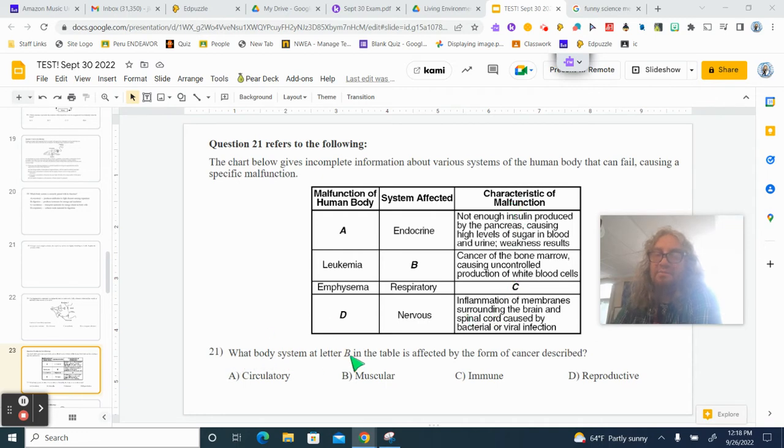What body system at letter B in the table is affected by the form of cancer described? Okay, so it says malfunction is leukemia, system is B, cancer of the bone marrow causing uncontrolled production of white blood cells. Which body system is being affected? Is it A, circulatory, B, muscular, C, immune, D, reproductive?